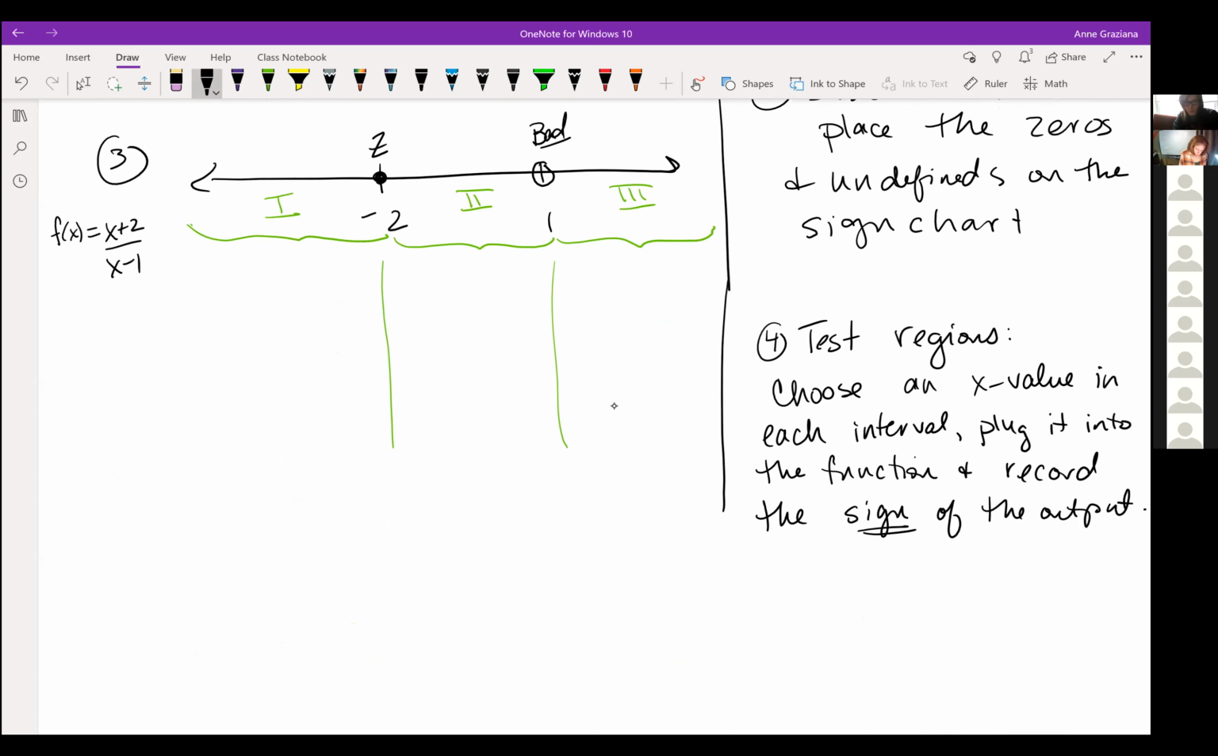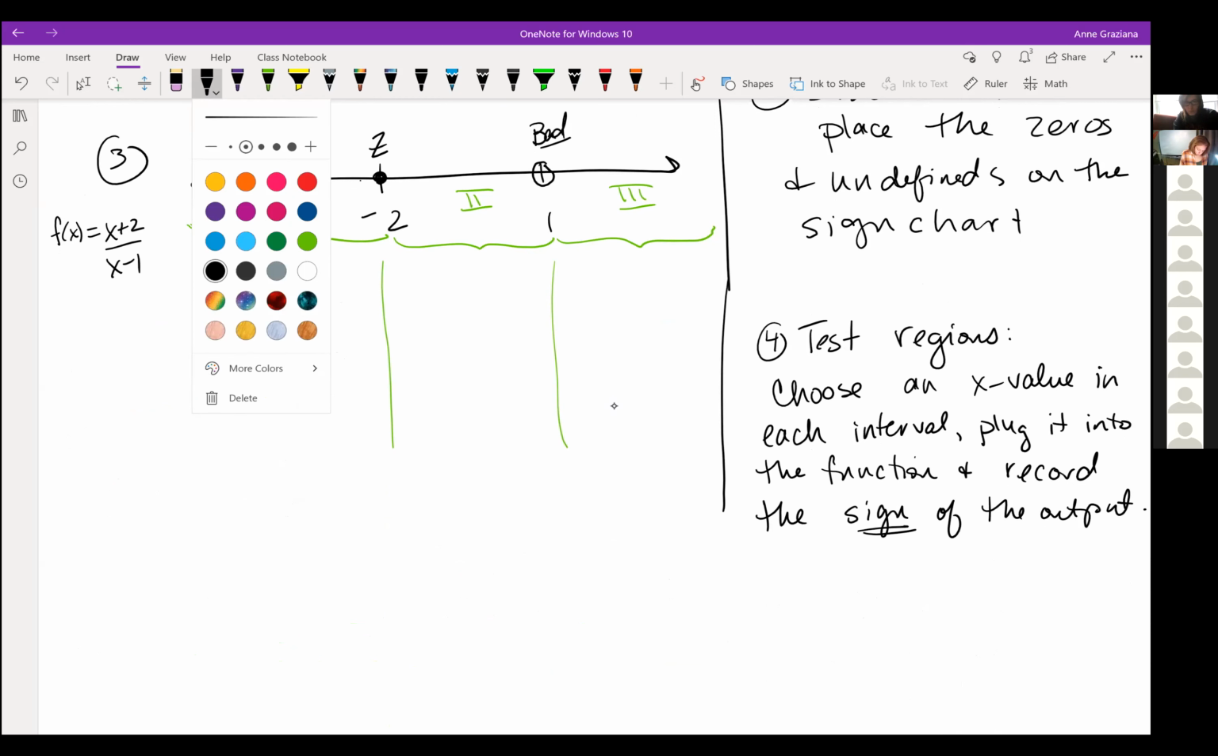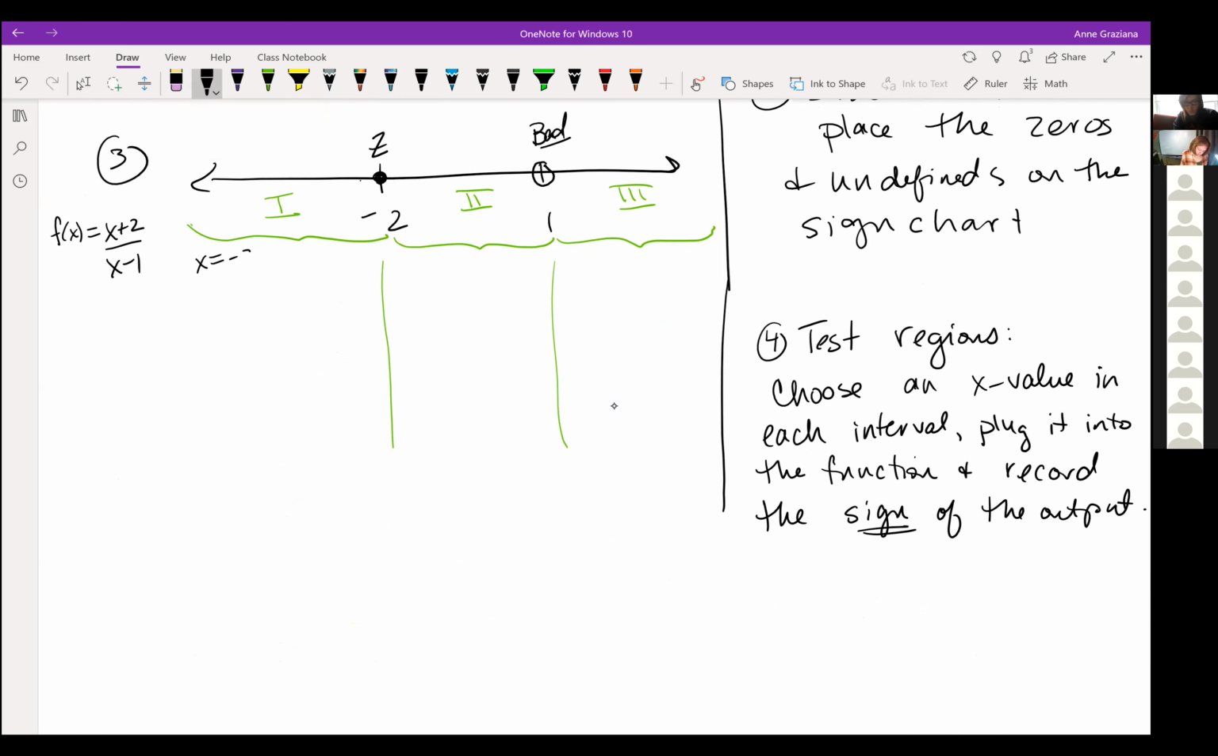Okay. So I need to pick a number between -infinity and -2. But not -2, because -2 is going to give me 0. That doesn't tell me anything. I already know that. So I'm going to pick like -3. So let's pick x equals -3, because that's in that region.